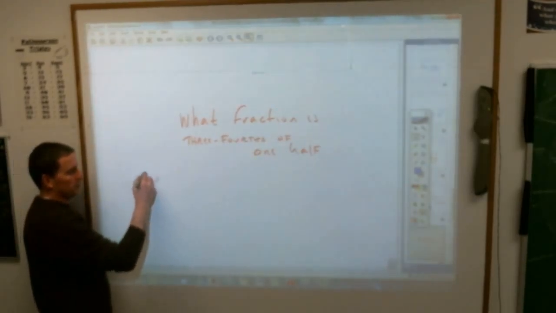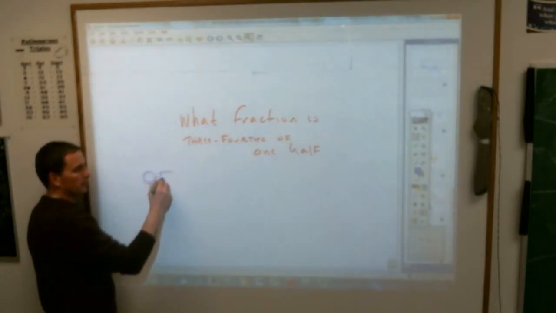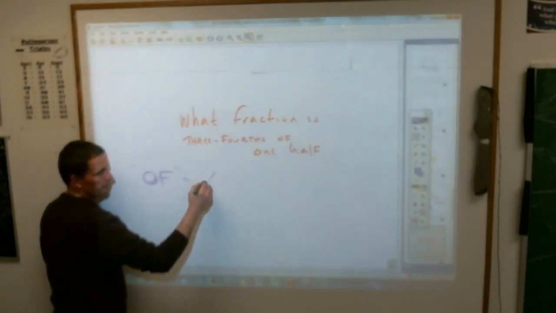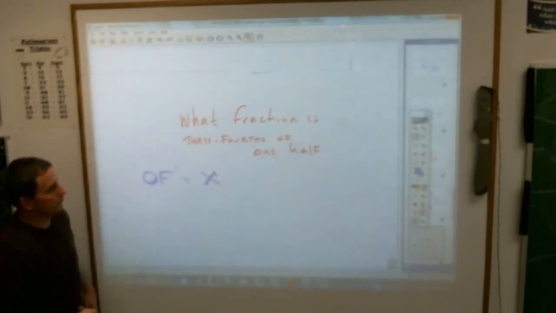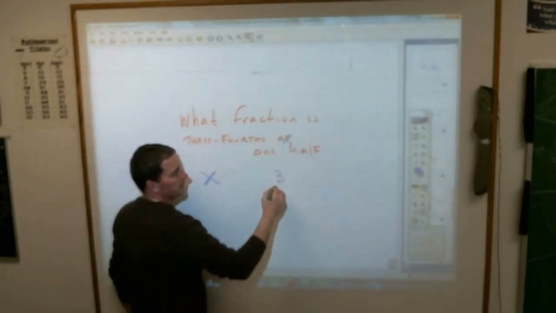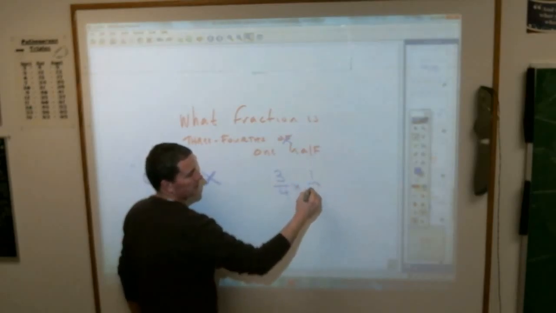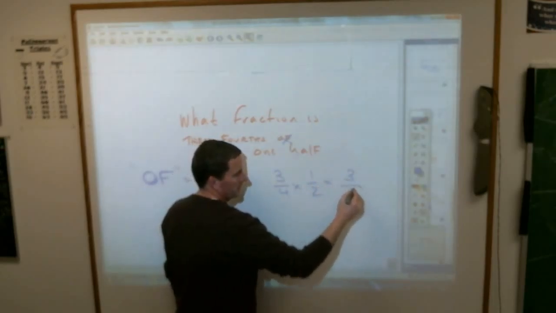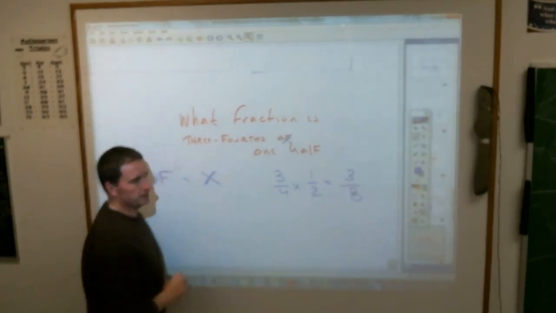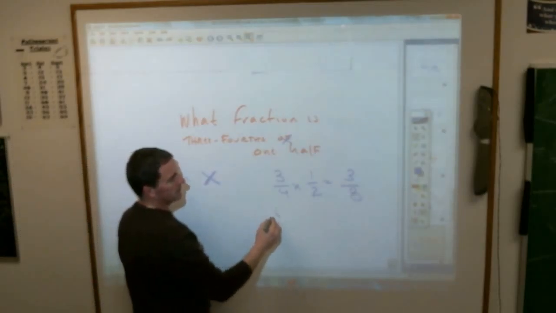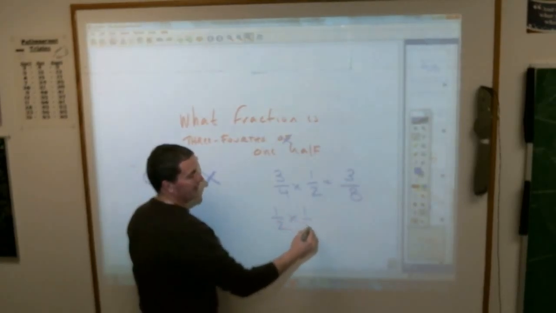And I will tell you gazillions of times from this point forward, in math, when you see the word "of," 99.9% of the time it means to multiply. So if you're asked to find 3/4 of 1/2, that means you're finding 3/4 times 1/2. And if you do that, you end up with 3/8, multiplying across.